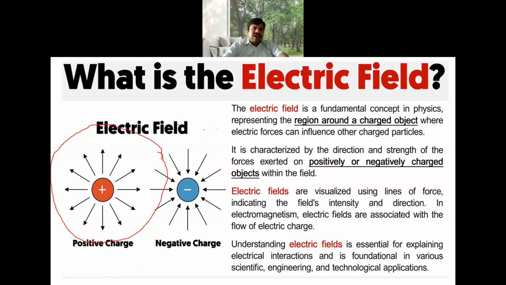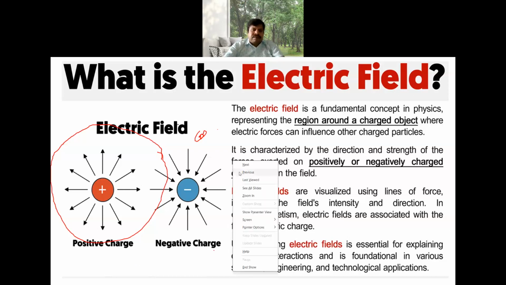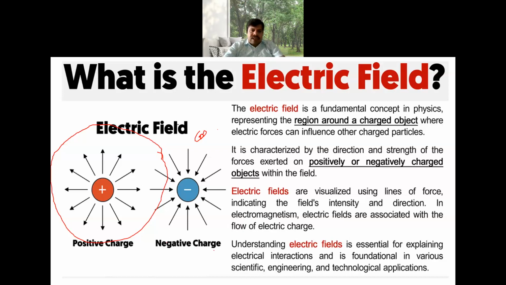For example, if you take some point A here, at that point there will be no effect of this particular positive charge. So the influence of the electric flux lines is limited to a certain region only, and in that region only, other charges may experience a force. So the electric field can be defined as a region in which other charges get influenced or experience a force. That is known as the electric field region.